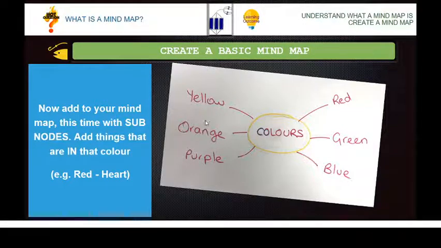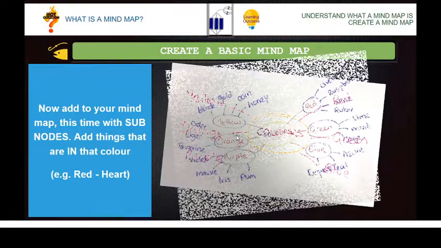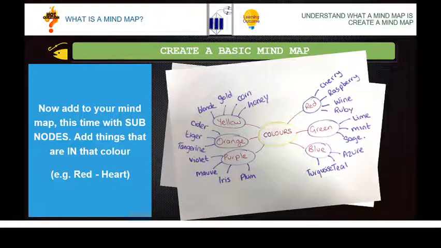These are the branches. Now we can add to our colour examples by adding subnodes. Here we've got yellow, so we could have blonde, gold, corn, honey. We've got orange, so some of the subnodes we could use are cider, tiger, tangerine. Purple, you could have violet, mauve, iris and plum, and so forth. So you can see center node, nodes, and then our subnodes, and we connect all of them together using branches.